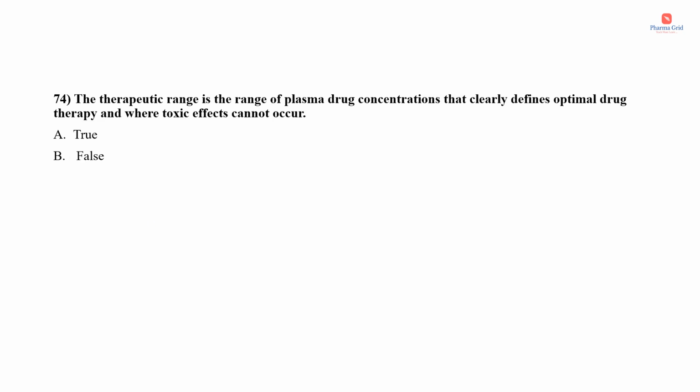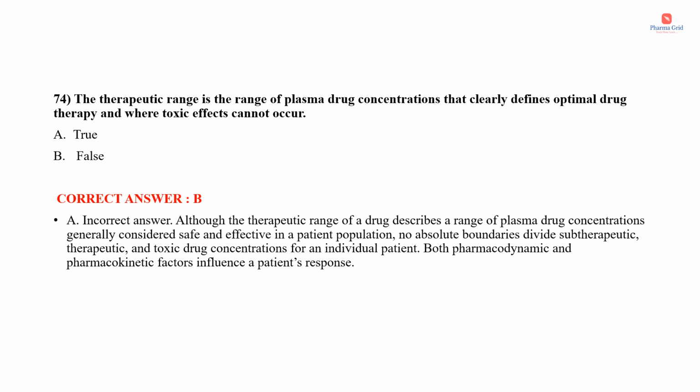Next one, it is a true or false question. The therapeutic range is the range of plasma drug concentrations that clearly defines optimal drug therapy and where toxic effects cannot occur. Is the statement true or false? So here the correct answer is option B, that is the statement is false because although the therapeutic range of a drug describes a range of plasma drug concentrations generally considered safe and effective in a patient population, no absolute boundaries divide subtherapeutic, therapeutic and toxic drug concentrations for an individual patient. Both pharmacodynamic and pharmacokinetic factors influence a patient response.